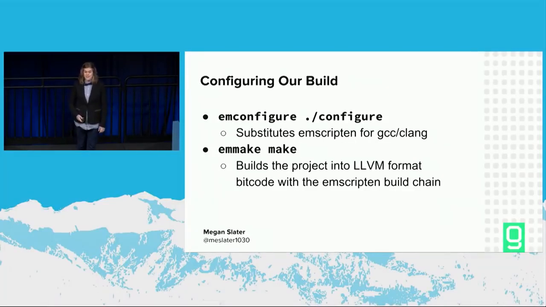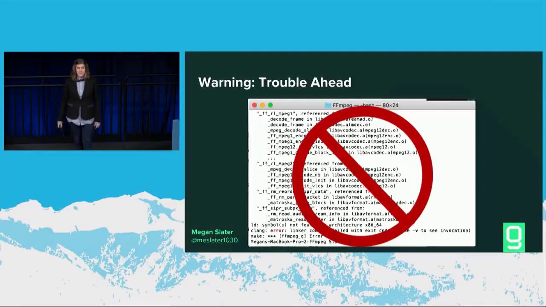So first, we call emconfigure configure, and that will substitute Emscripten for GCC and Clang. Next, we'll run emmake, and that should use our Emscripten build chain for actually building the library into LLVM format bitcode. Assuming everything has gone well, this is the point at which we can run a command that's similar to our hello world command from earlier.